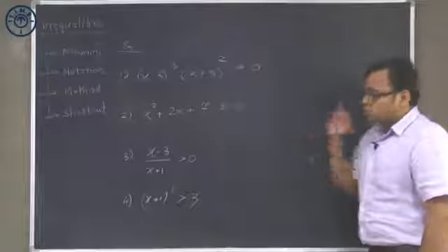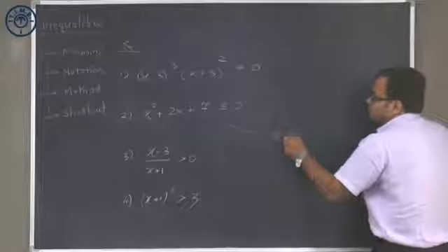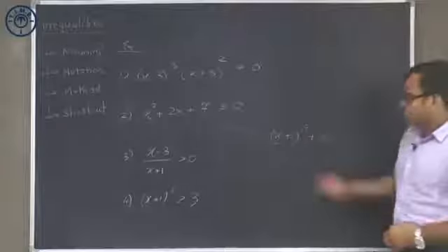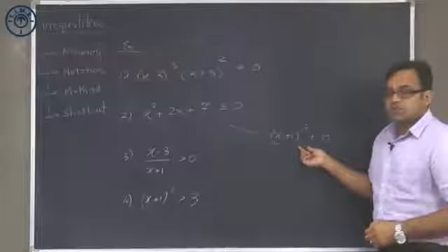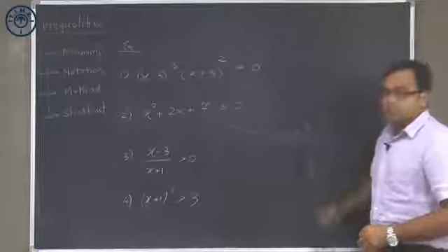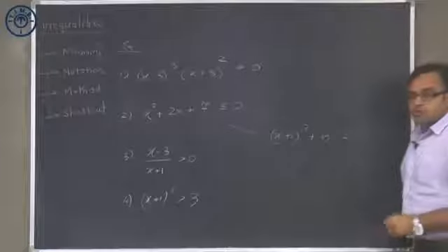Therefore, you need to observe something here. This can be written as (x plus 1) whole square plus 6. Check from here: x square plus 1 plus 2x, so plus 1 plus 6 will become 7. So this overall thing becomes (x plus 1) whole square plus 6 is less than or equal to 0.